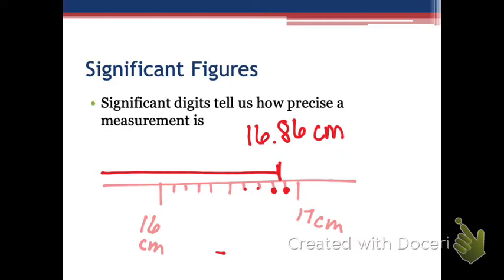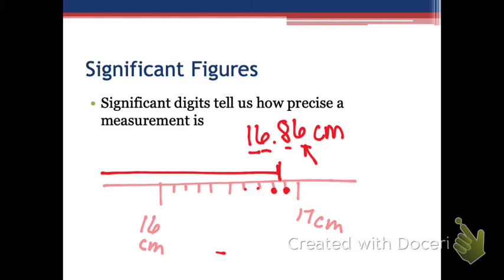And then what's my last digit right here? 6, but what kind of a measurement is it? Did I know that for sure, or did I estimate that digit? I estimated. Didn't I take a guess on that 6? It could have been 5, could have been 6, could have been 7. The last digit is an estimate. And so in this particular measurement, I've got 4 significant figures.